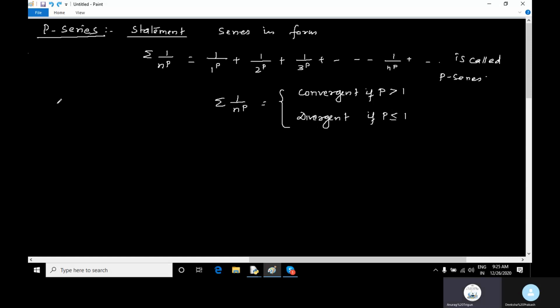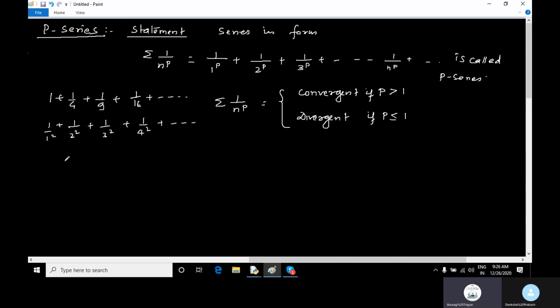Consider the given question: 1 plus 1 by 4 plus 1 by 9 plus 1 by 16, like that. Here we don't know the nth term, so we have to find it. I can write 1 as 1 squared, 4 as 2 squared, 9 as 3 squared, and 1 by 4 squared. And 1 squared is anyway 1 only.